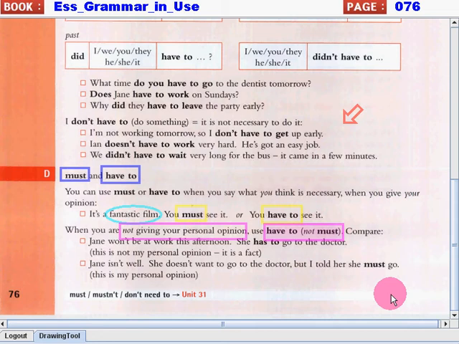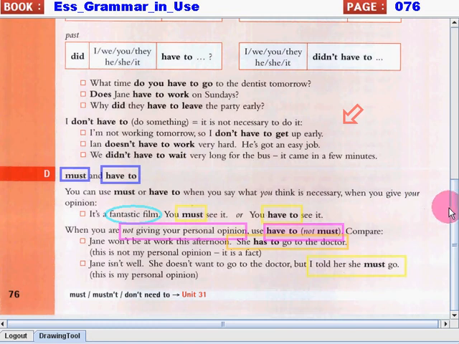How about the next sentence? Jane isn't well. She doesn't want to go to the doctor, but I told her she must go. This time, this sentence is a personal opinion.